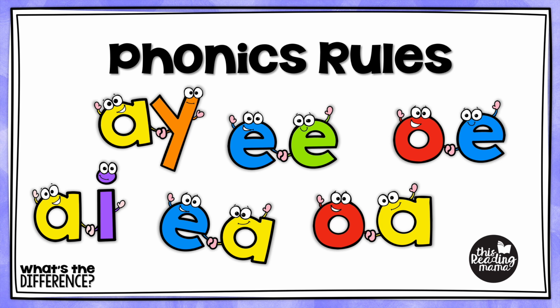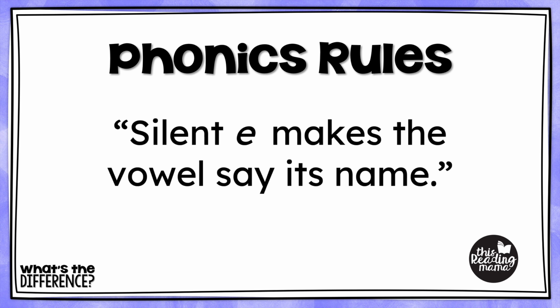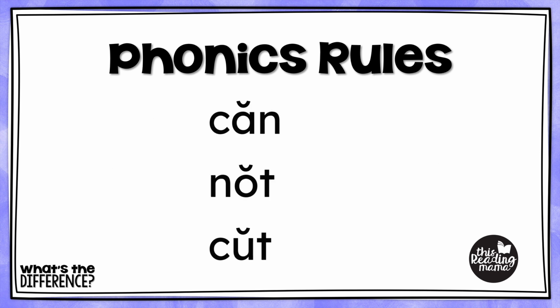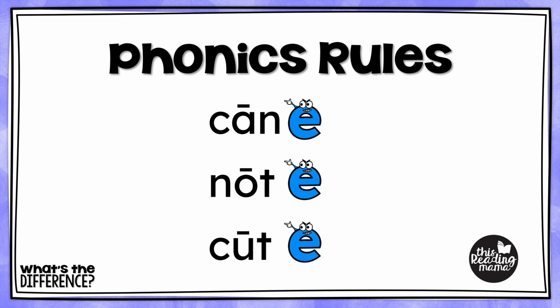Another phonics rule you may have heard is silent E makes the vowel say its name. And again, I'm not saying there's anything wrong necessarily with teaching this to your learners, but it does carry with it the idea that this is always true. When you see a silent E at the end of a word, its role is to make the vowel long. And again, the English language is full of examples that follow this rule. We've got can, not, and cut, and they become cane, note, and cute when the silent E is added.